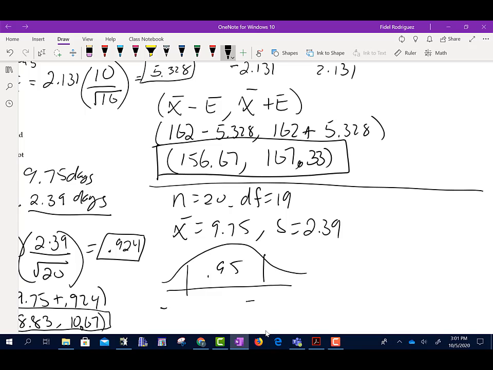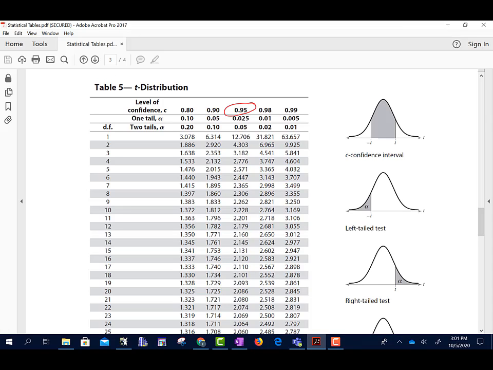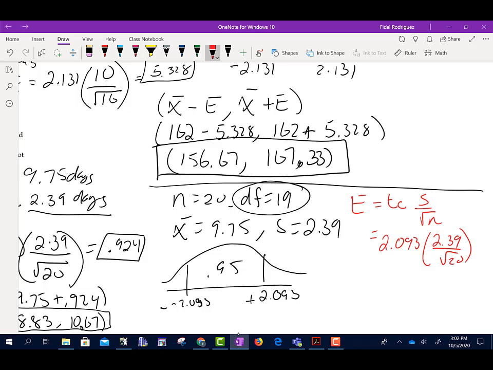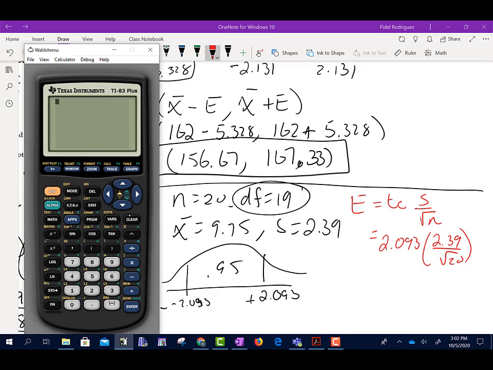What we need to do now is find those TC values. One of them's negative, one's positive. So now we're looking at a 95% confidence interval with degrees of freedom of 19. Here's 95%, here is my degrees of freedom of 19, and I'm coming up with 2.093. Negative 2.093, positive 2.093. All right, so let's find our error. Remember, the error is the TC value times S divided by the square root of n. So 2.093 times 2.39 divided by the square root of 20. Let me get my calculator and clear this out.